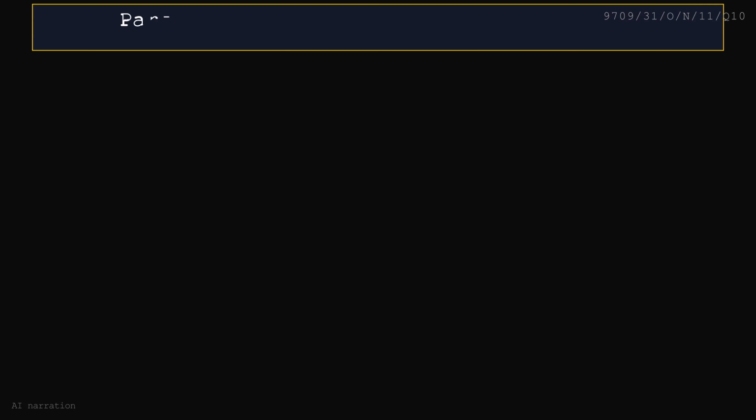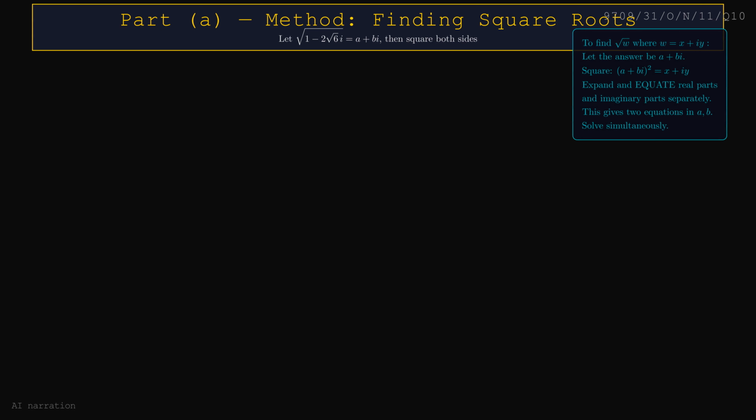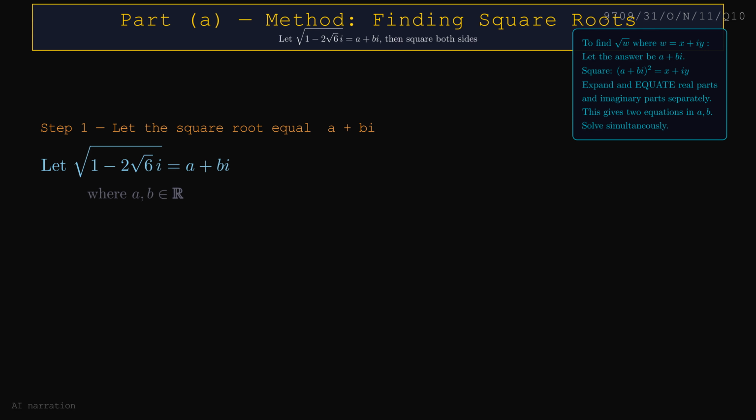Part A, the method for finding square roots. Let the square root equal a plus bi, then square both sides. Let the unknown root be a plus bi, square it, and equate real and imaginary parts to get two equations. Step 1. Let the square root equal a plus bi. The root is a plus bi, where a and b are real numbers.